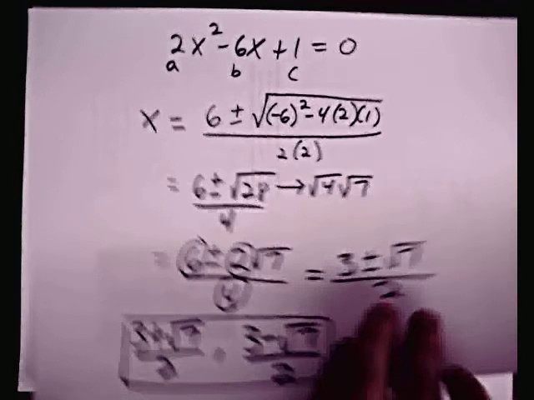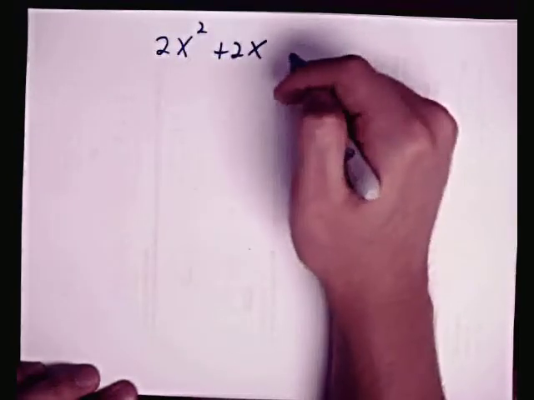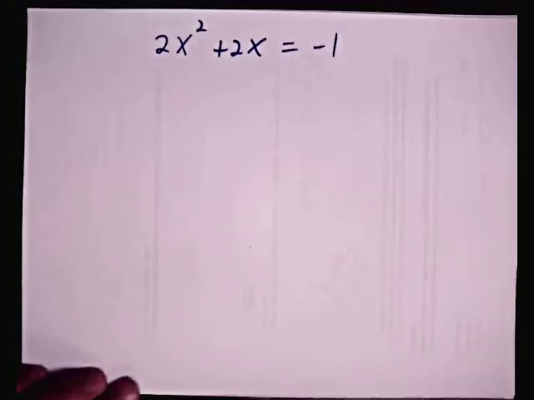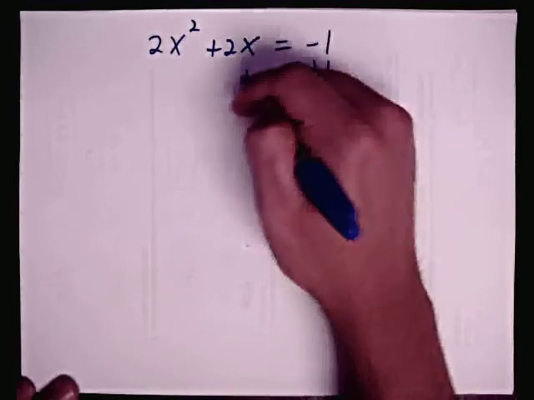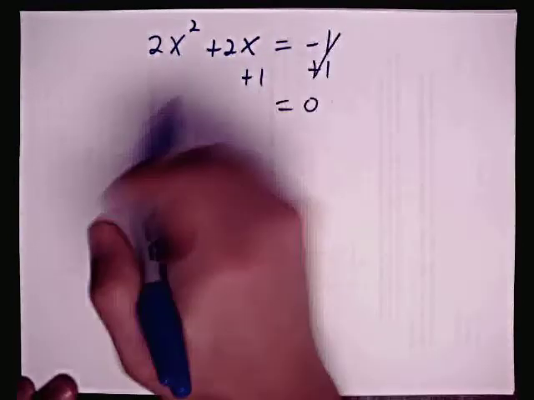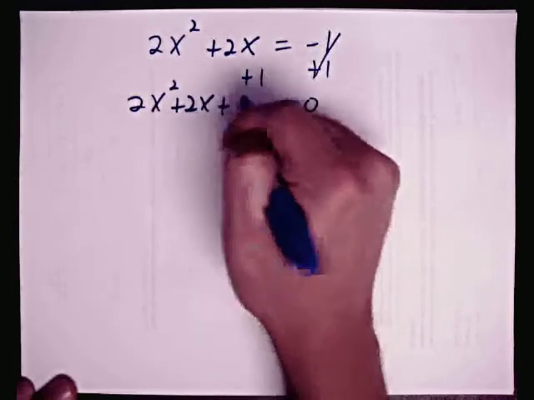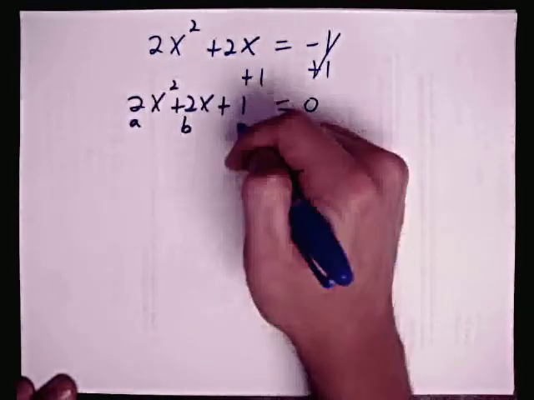Okay, example 5b, we have 2x squared plus 2x equals -1. In order to use the quadratic formula, we need all of our terms on the same side because it has to be in general form. So we would want to first add 1 to both sides. There's no terms that can be combined, but now it's in general form. 2x squared plus 2x plus 1 equals 0. And remember, this is A, B, and C.